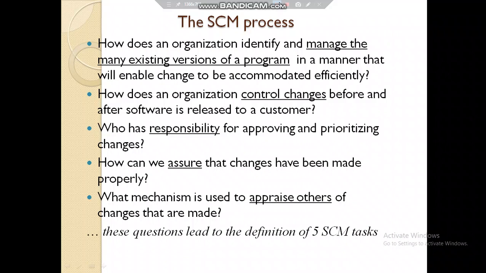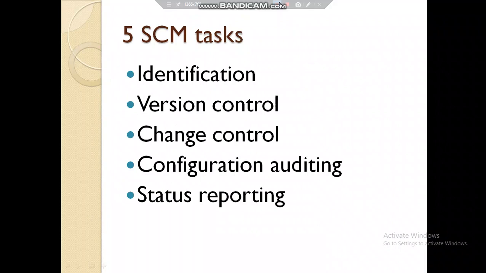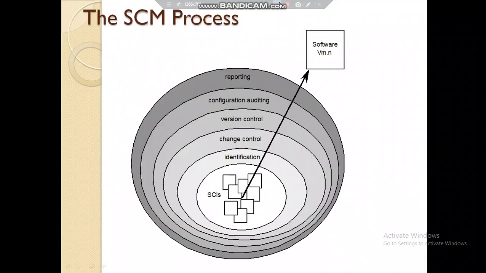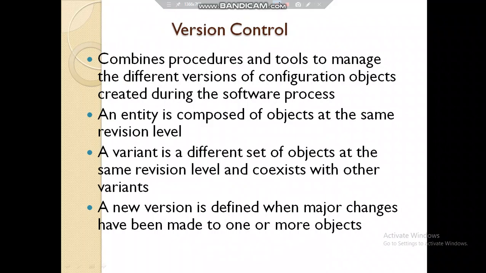The SCM process. How does the organization identify and manage many existing versions of a program? It controls the changes. It is responsible for approvals. It can assure that changes have been made properly, and also it appraises other changes that are made. Five SCM tasks. The first one is identification, then version control.